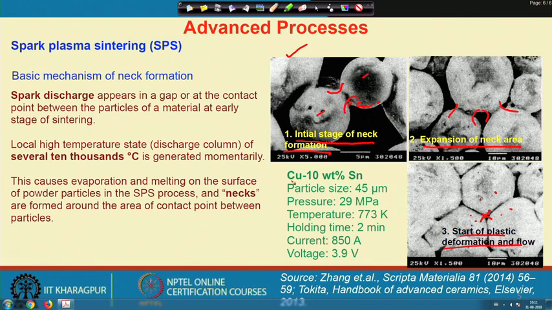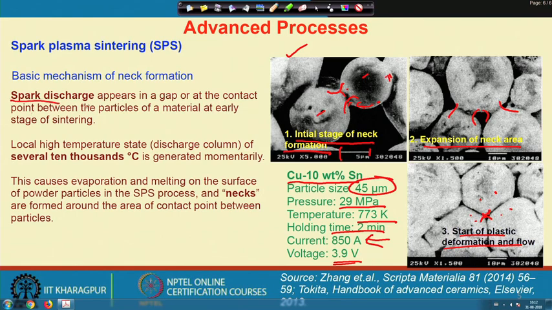So, this is a case that I have shown you for copper 10% tin, with an initial average particle size of 45 micrometer. The scale here is 5 micrometer. So, for this particle it is something like 10 micrometer diameter. The applied pressure was 29 megapascal, the temperature was only 773 K and the holding time was only 2 minutes. So, within a very short time, the voltage is only 3.9 volt, but the current is very high, like 850 ampere.